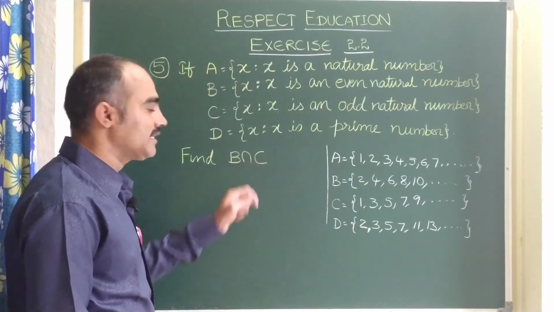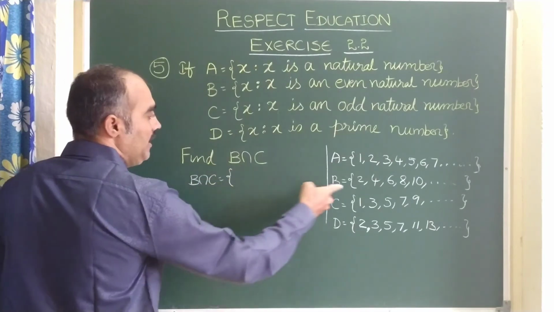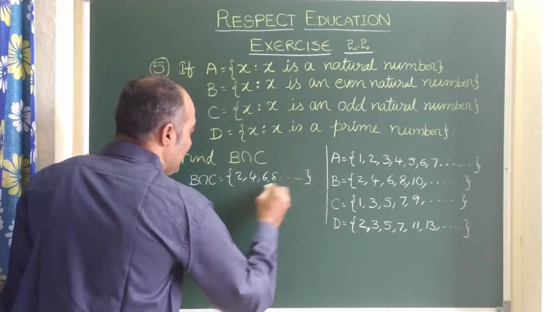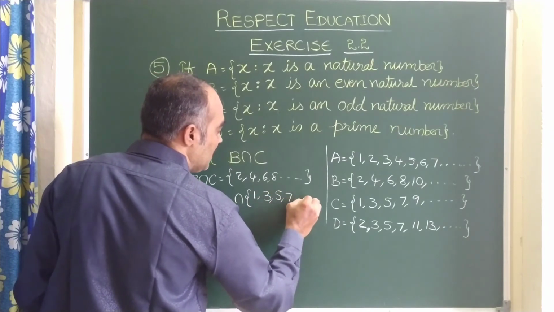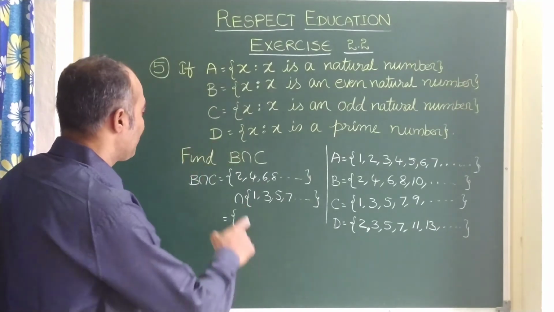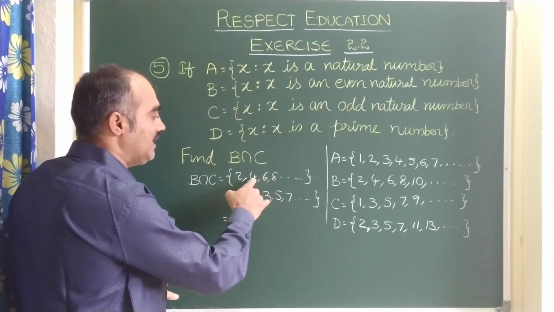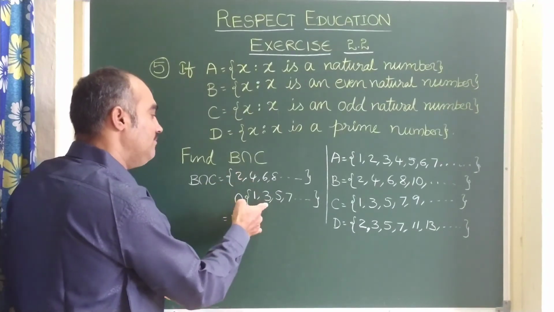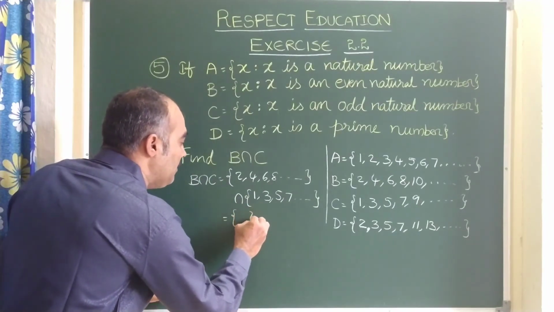Now let us see the next bit, that is B intersection C. B is 2, 4, 6, 8, 10, and so on. Intersection C means 1, 3, 5, 7, and so on. Here you observe, children, intersection is common elements. 2 is there in B, it is not there in C. 4 is there in B, it is not there. Same way 6 and 8 also, they are not there. Let us see from this side, 1 is there in C but not in B. Same way 3, 5, 7. That means here you need to understand, children, B and C do not have any element in common.